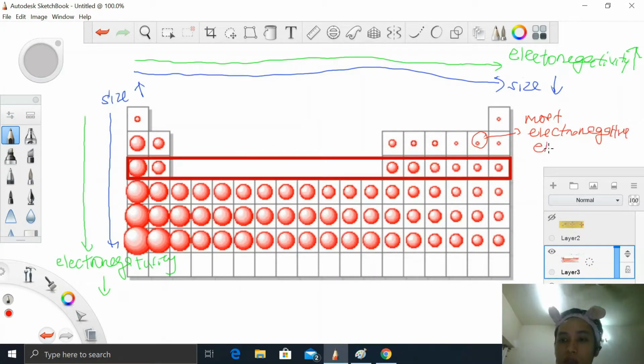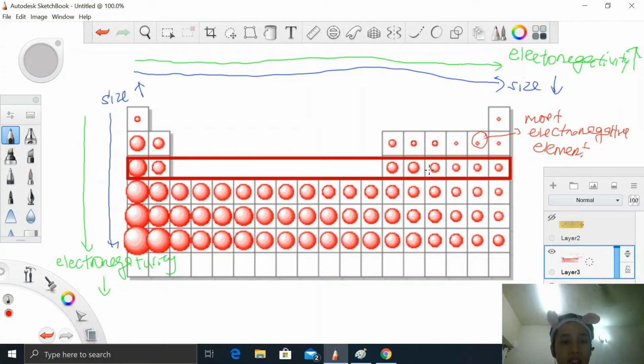Fluorine is the most electronegative element compared to the others, meaning it is easier for fluorine to pull electrons into its atom or nucleus. So these are the two important trends in the periodic table.